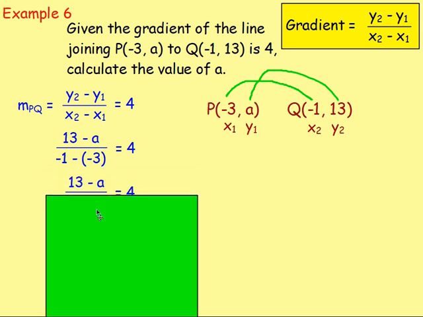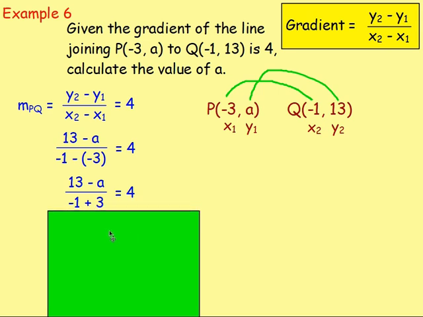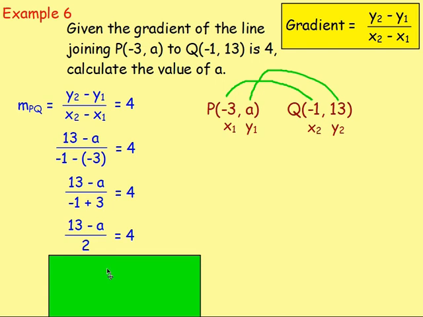13 take away a will just stay as it is, the 4 will stay as it is, but on the bottom if you have -1 take away -3, what would you end up with? Brilliant, because you would have -1 plus 3. So we've got 13 take away a over -1 plus 3 equals 4. Where would you go from there? Brilliant. Here at the bottom you have -1 plus 3, and we know -1 plus 3 is 2. Good, so we can write that as 2. So we've got 13 take away a over 2 would equal 4.